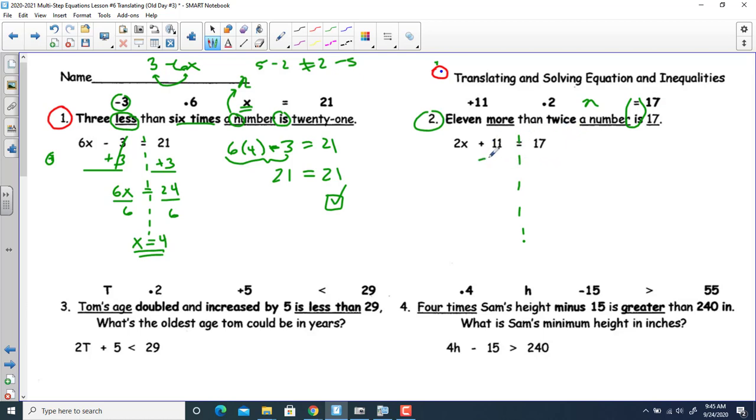Well, if I got rid of the 11 more part, I could probably figure out what the twice the number piece is. You could either subtract it or add the opposite. Subtraction is the same as adding the opposite, and we're left with 2x equals 6. Well, that's a lot easier to consider. 11 more than twice the number is 17. Take away the 11, then I just really need to know that twice the number is 6. Hey, twice what number is 6? The children all said 3.